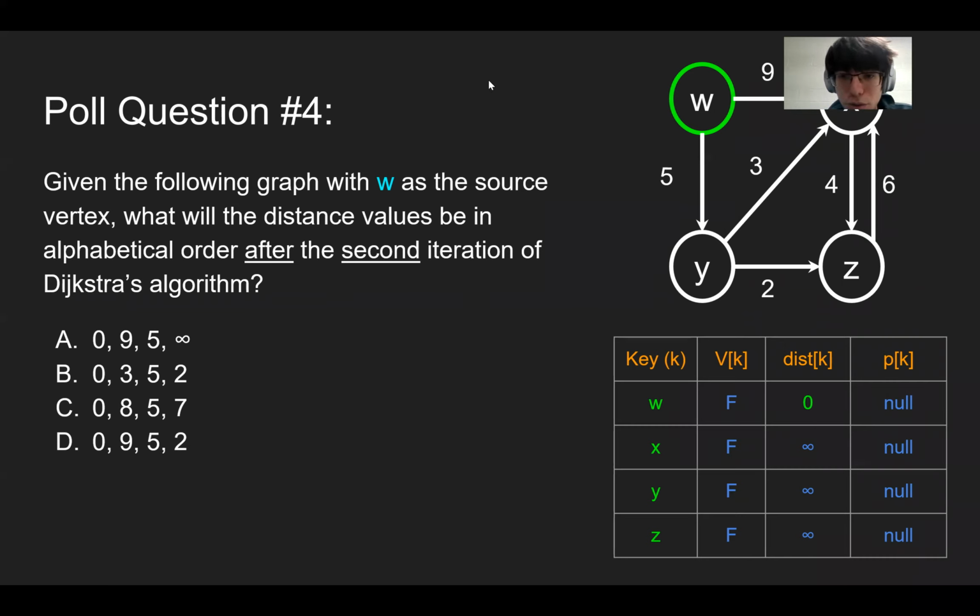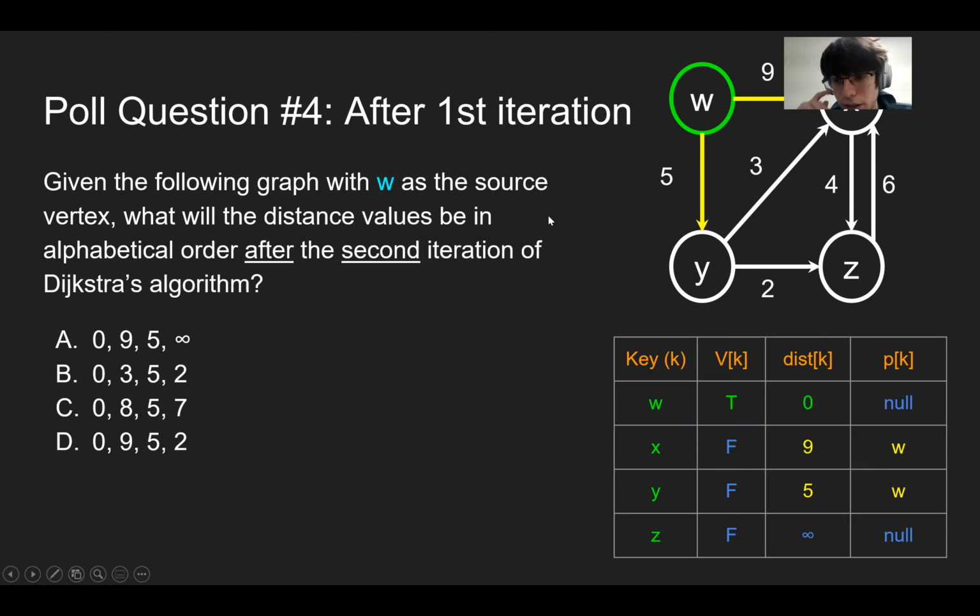Well, let's try doing 2 iterations of Dijkstra's. So in the first iteration, we visit W and relax its edges. When we do that, it looks like this. You can always pause if you want. We relax its edges, and then we choose the minimum. The minimum distance is 5. So we choose that as part of our solution, and then relax its edges. And we're going to get 0, 8, 5, and 7.